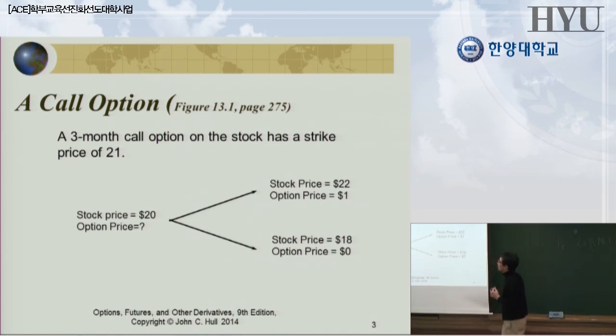Then our question is, okay, if there is a financial contract that pays $1 in scenario 1 and $0 in scenario 2, then what is the value of that financial contract? That's the fundamental question. What is the option price?